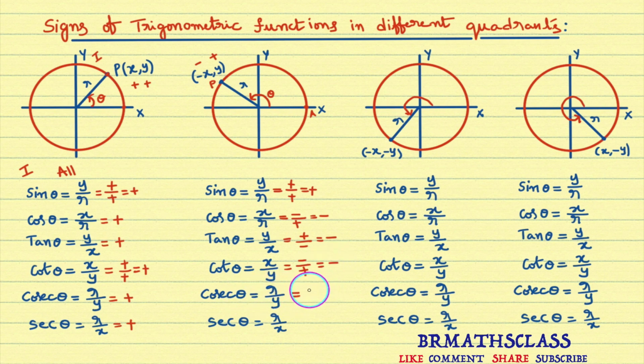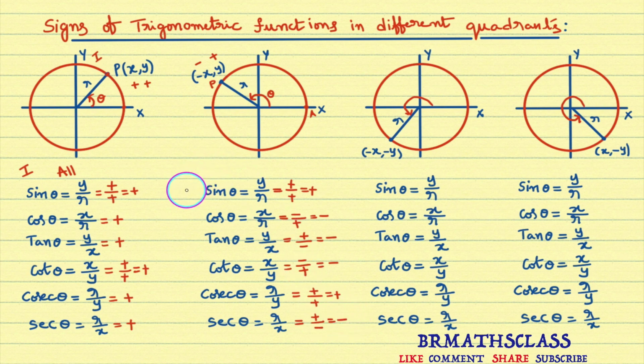In the second quadrant, r is always positive. What about y in the second quadrant? In the second quadrant, y is positive. Positive divided by positive, positive. So here, secant theta, r is clearly positive. In the second quadrant, x is negative. Positive divided by negative is negative.